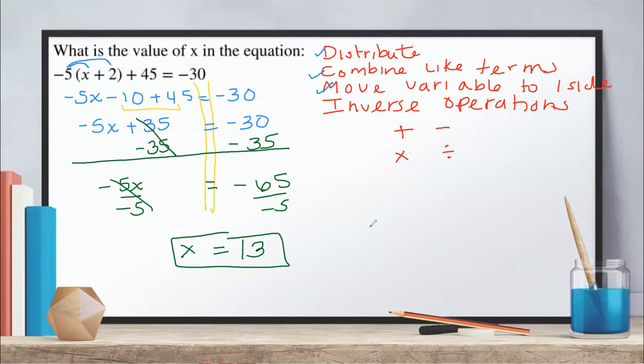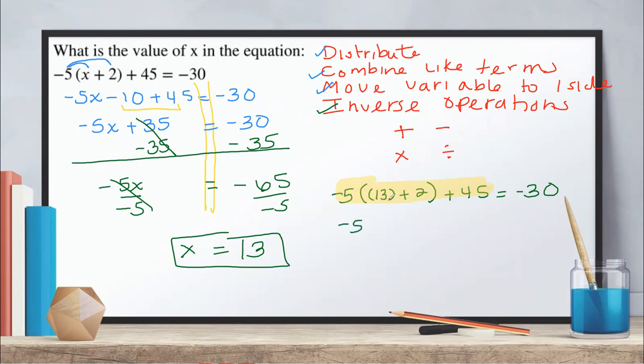So I got x is equal to +13, and I check my work by substituting into the equation. So I have -5 times 13 plus 2 plus 45 equals -30. So what you can do to make your life easier is input the whole left-hand side of this in decimals and see if you get -30, which you will if you did it right. But I'll go through it step by step.